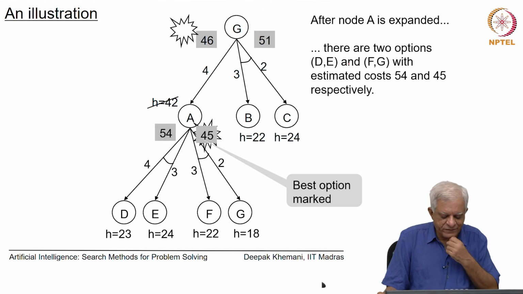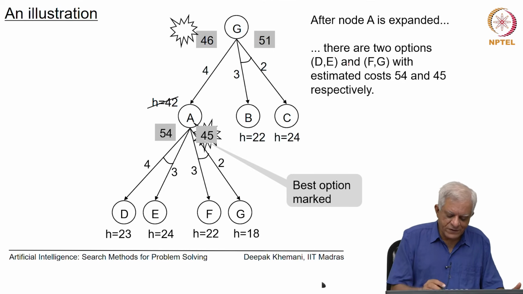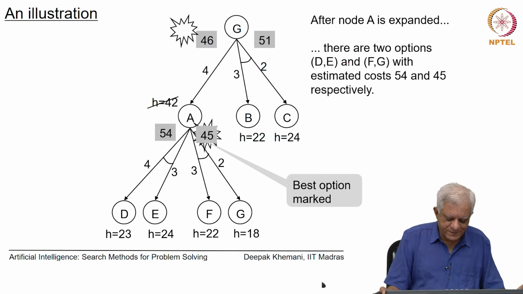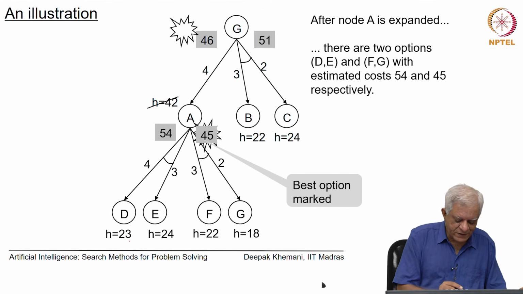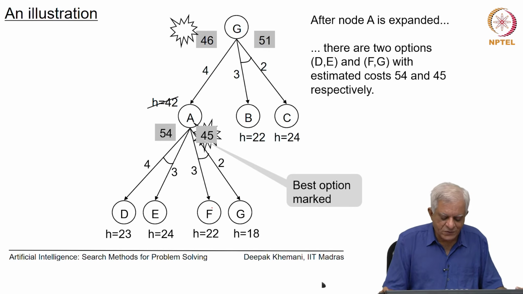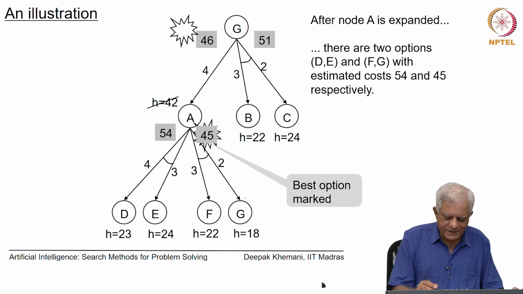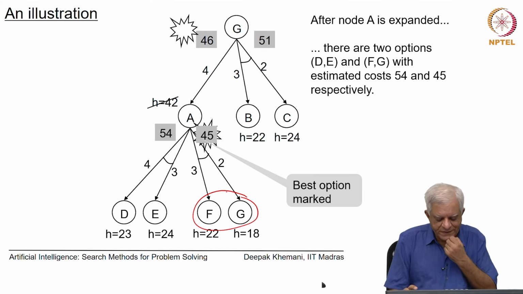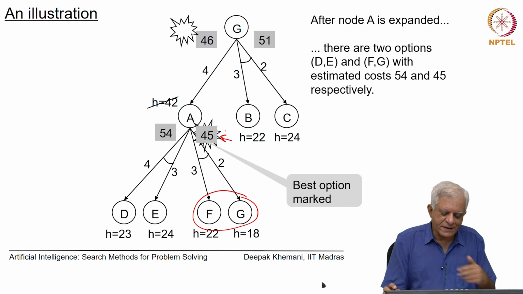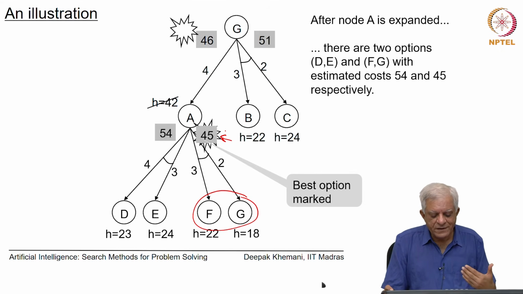So, in this example we have 4 nodes D, E, they form an AND arc, and F, G, they also form an AND arc. So, there are 2 hyper edges coming out of this, and the heuristic values are as shown here. D is 23, E is 24, F is 22, G is 18, and the edge costs are 4, 3, 3, 2, and the backed up costs, which are the best options, says that F, G is the better of the 2 choices, and it is marked by this marker which says that next time you come in the next forward cycle, from A you must refine it towards F and G.